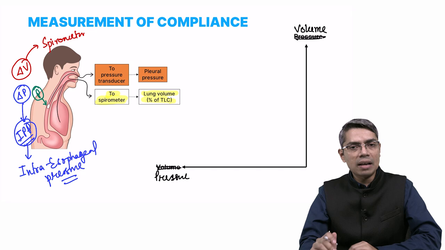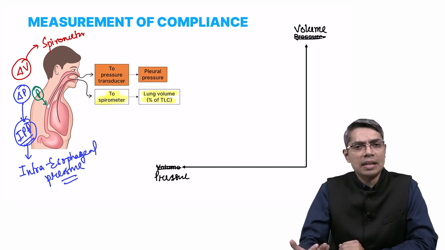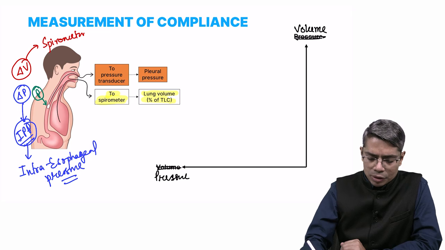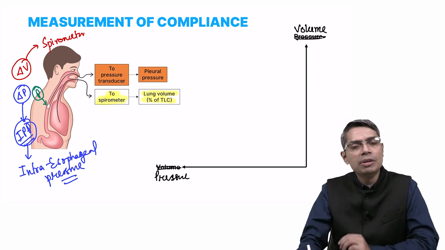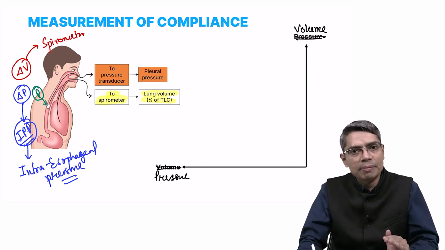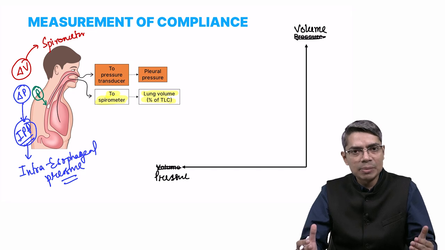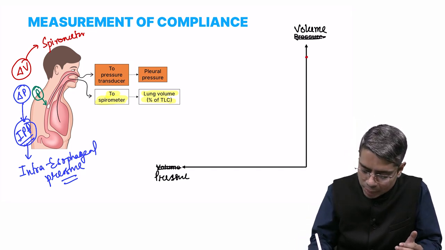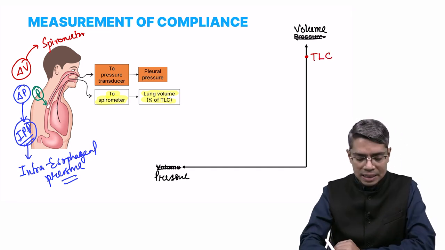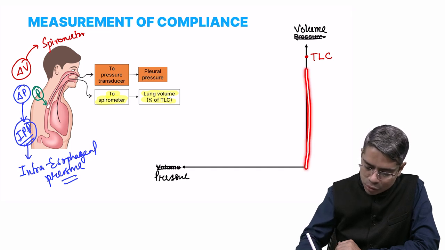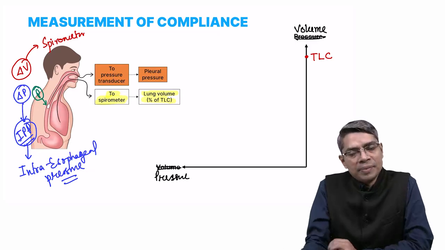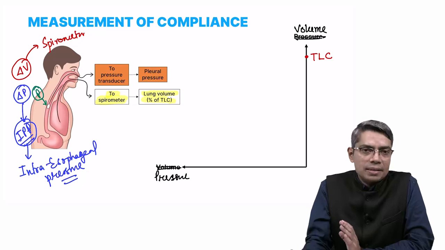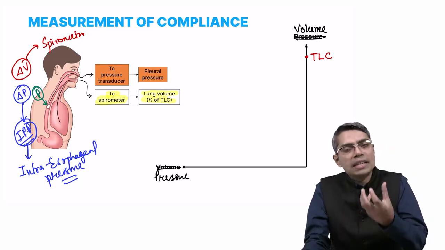First of all, we ask the subject to take a deep inspiration as much as possible. As I told you, when the subject takes a deep inspiration as much as possible, he will reach the maximum volume inside the lung. What is the maximum air that can be taken inside your lung? That is the total lung capacity. So suppose this is the total lung capacity. After taking a deep inspiration, the subject has reached a maximum volume, which is known as the total lung capacity. Now you ask the subject to do a small expiration.